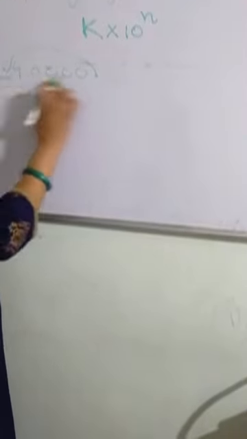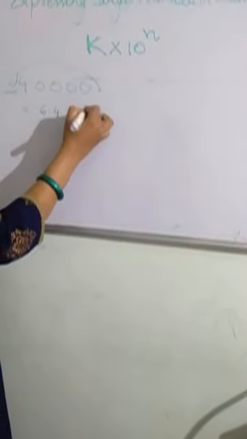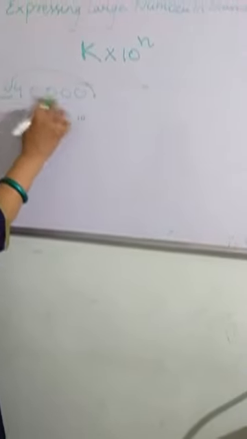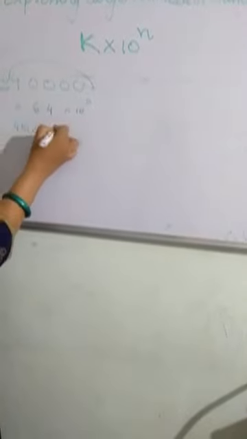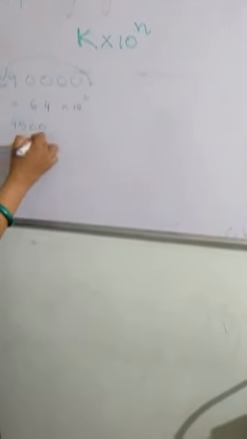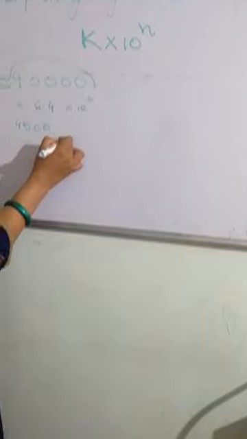These zeros after the decimal are not required. So we can write 10 raised to power, how many places have we shifted? 1, 2, 3, 4, 5. So this is 10 raised to power 5. Another example, 4,500. This can be written as 4.5 into 10 raised to power 3.